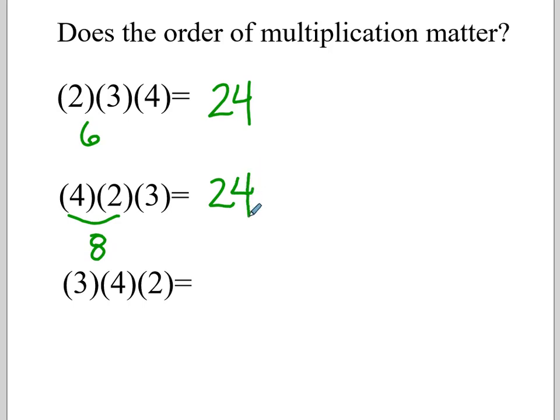And you can probably see where this is going. 3 times 4 is 12, 12 times 2 is 24. So does the order of multiplication matter? No. No, it does not.